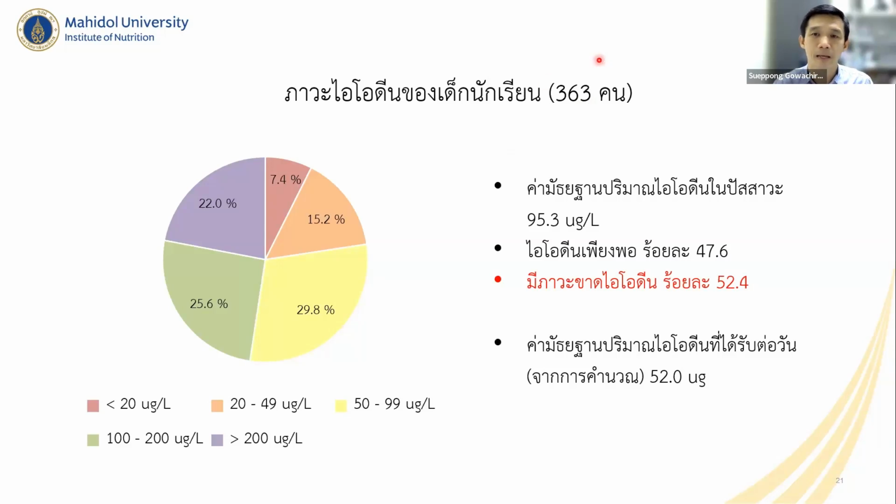But if you look on the other side, from the maroon, orange, and yellow colors, you would see that the iodine deficiency is about 52.4%, and they are showing problems from iodine deficiency. And the mean of UIC for this group is about 95.3 micrograms per liter.